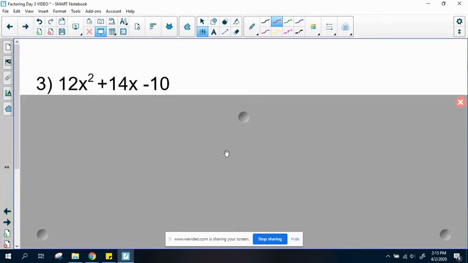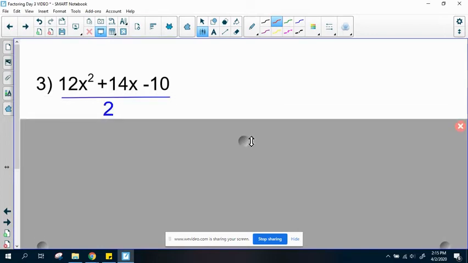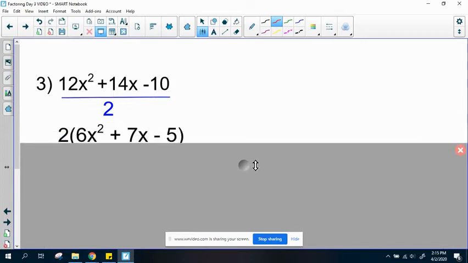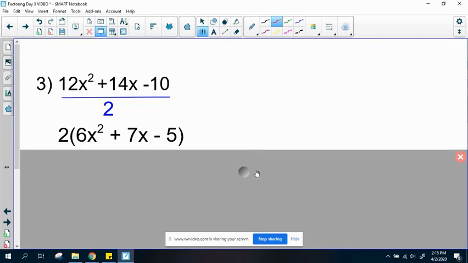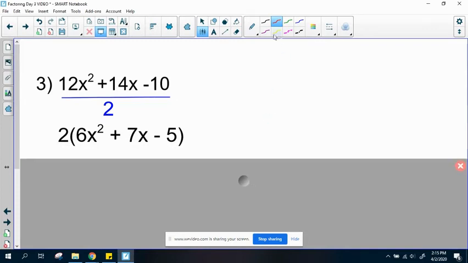All right, 12, 14, 10. First thing you do is check to see if there's a GCF, and there is one, in 12, 14, and 10. You definitely want to make your number smaller if you can. So I'm going to take out a 2. So I'm going to divide all that by 2. 12 divided by 2 is 6. 14 divided by 2 is 7. 10 divided by 2 is 5. Okay, so this is what I have. Now, the 2 is just going to go along for the ride, and now I'm factoring just this inside. So now I'm looking at 6. How could I get 6?